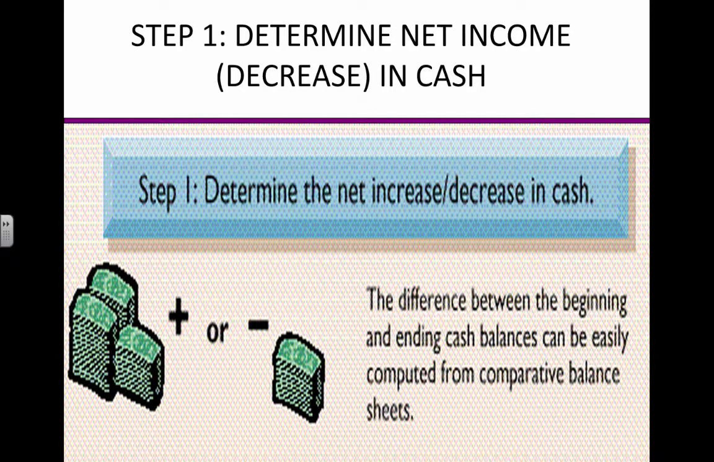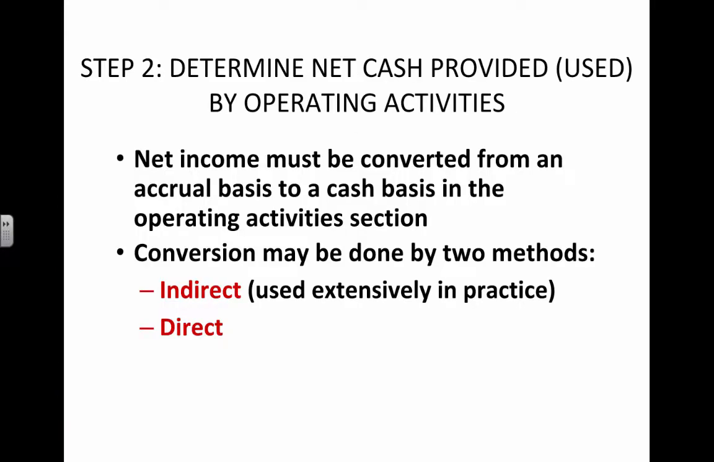So step 1, which makes me laugh every time because I always think it should be the last step of preparing a cash flow statement. But anyways, let's go with it. It says determine the net increase or decrease in cash. So what was cash at the beginning? And what is cash at the end? Did it go up or down, and by how much? That's really all you need to do here. And you're going to look at your balance sheet for that in the current asset section. You're going to look at your cash account.